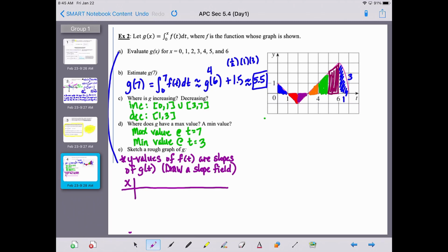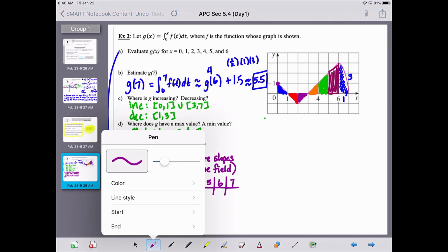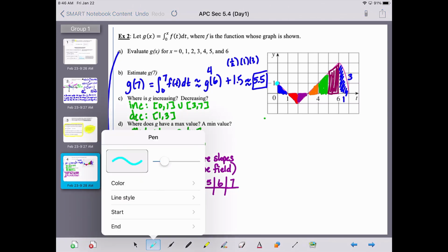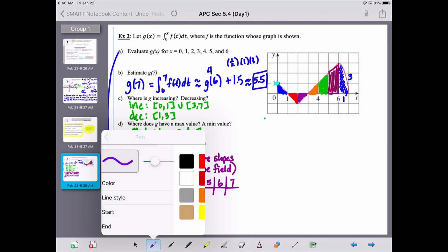And so my x values here were 0, 1, 2, 3, 4, 5, 6, and 7. And again, when I am looking at the y values on the given graph, these are going to be my slopes, right? Well, when x is 0, the y value of my graph is right here. Let me switch colors. My y value is right here at 1, right? Also hard to read. Here we go.